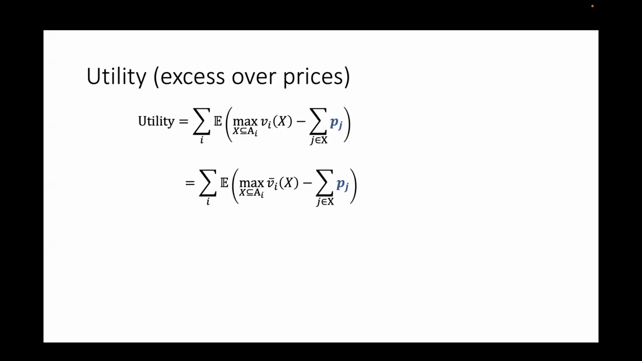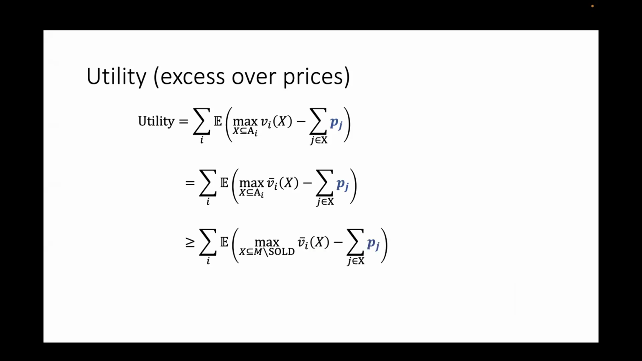Now here is a little trick. As in the single item case, the valuation of agent I is independent of what's available when agent I arrives, right? It only depends on previous value. So I can replace V_I with an independent copy of V_I. Let me call it V_I bar. Now V_I bar is independent of everything, right?